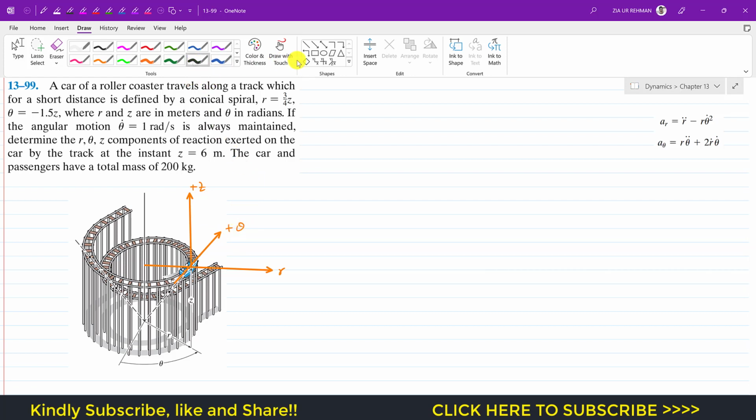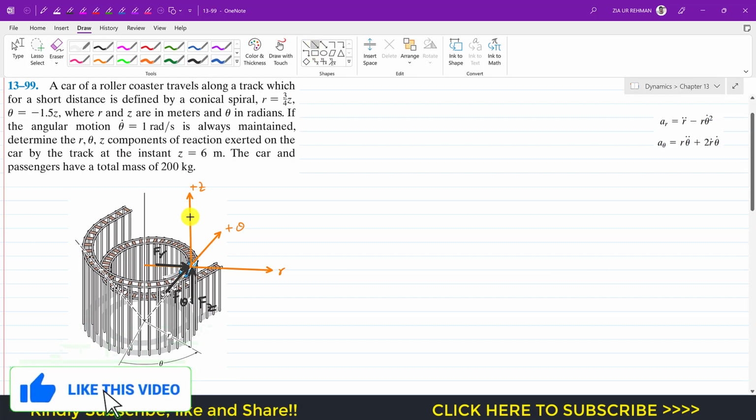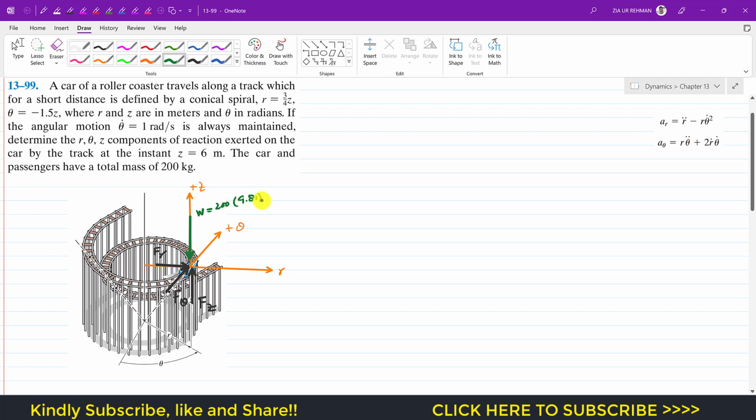So now let's say that the track is applying a force in the radial direction. Let's say this is Fr, and let's say there is a force applied on this roller coaster in the theta direction as well. Let's say this is F theta, and in the z direction we have this vertical force acting vertically upward. This is Fz, and its weight is going to act vertically downward, in the negative z direction. So this is its weight, and weight is 200 times 9.81 newtons.